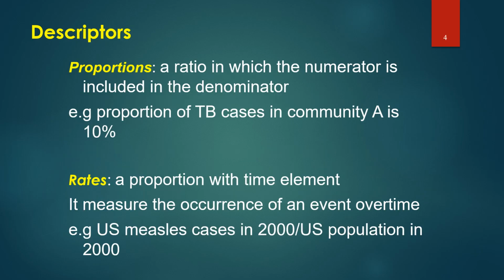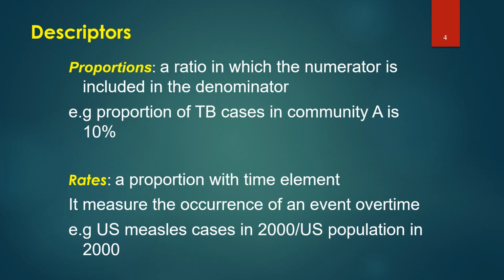Third is proportions. What is a proportion? A proportion is a ratio in which the numerator is included in the denominator. Numerator هو البسط والdenominator هو المقام. What is different about proportion is that the numerator is part of the denominator.